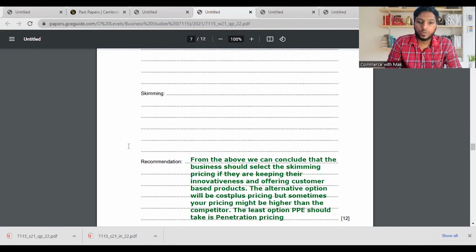From the above, we can conclude that the business should select the skimming pricing if they are keeping the innovativeness and offering customer-based products. The alternative option will be cost plus pricing, but sometimes the pricing might be higher than the competitor. And the least option PPE should take is penetration pricing. Why? Because with penetration pricing, sometimes you might lose the customers, though you have a customer base. When you charge a high price, they will leave the business, because you have been charging a low price all these days. Also, when you increase the price, they can't buy it. So these are the reasons we can write for the recommendation.